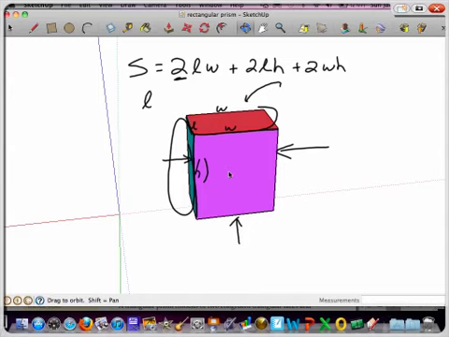If we know length, width, and height, we just take those combinations. 2 times the length times the width. 2 times the length times the height. 2 times the width times the height. And that's my surface area for the rectangular prism. So that's how I would figure that out.